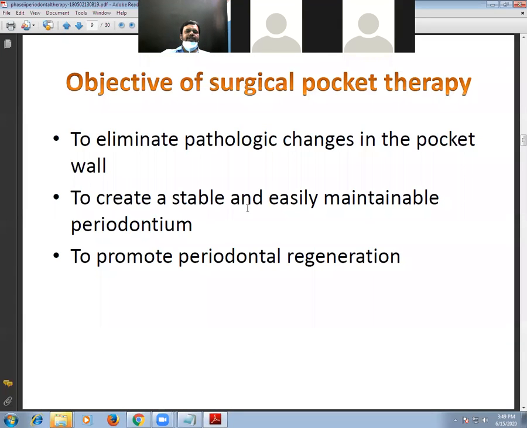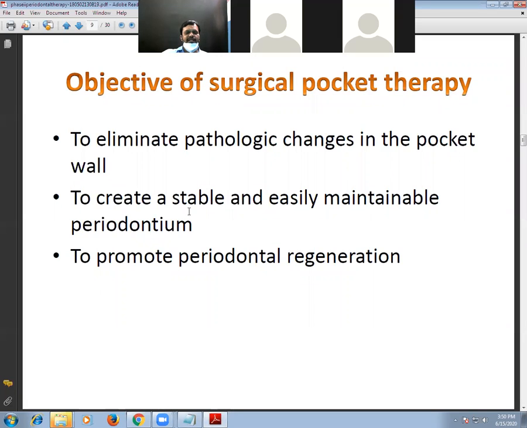Then what are the objectives of surgical pocket therapy? As you know, periodontal disease usually shows the clinical sign of the presence of pockets. So the objective of surgical therapy, pocket reduction, is that the pocket should either be reduced or completely eliminated. The objective is to eliminate pathologic changes in the periodontal pocket wall. Whatever bacteria have invaded the pocket wall, we have to eliminate those pathologic conditions.